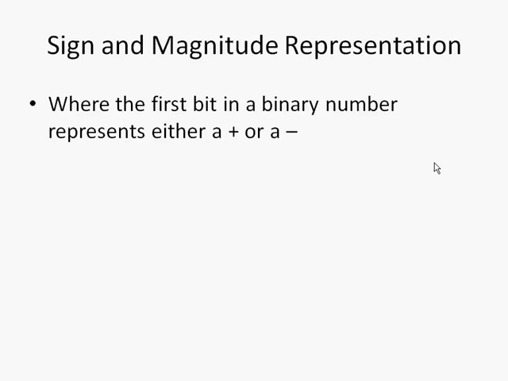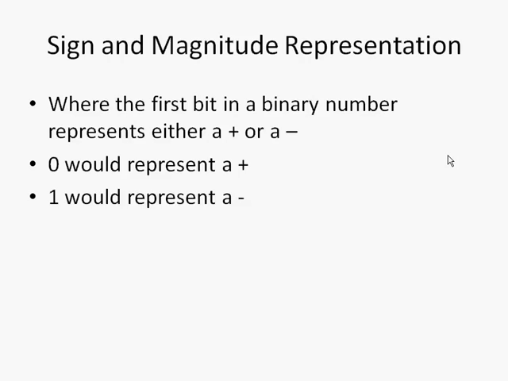With this representation, the first bit in the binary number that we're looking at represents either a plus or a minus. If it was 0, it would represent a plus, and if it was 1, it would represent a minus. So if we take our base 2 number system for 8 bits, we know that it goes from 1 and it doubles each time until it gets to 128. If it was 8 bits in sign and magnitude, we wouldn't be able to use the 128. It would disappear and be replaced by a plus and minus column.